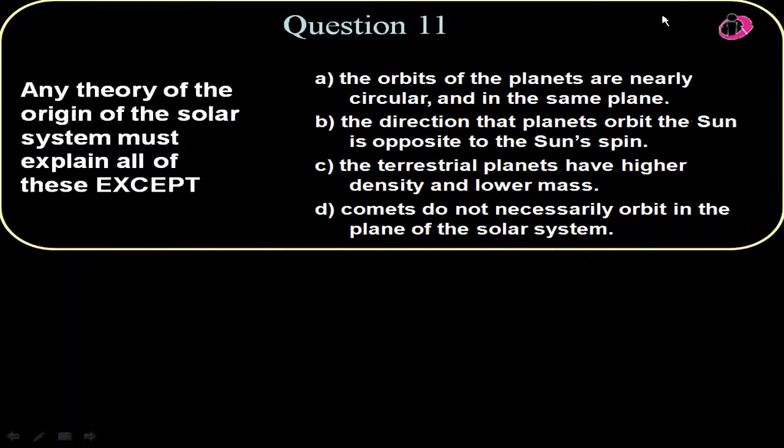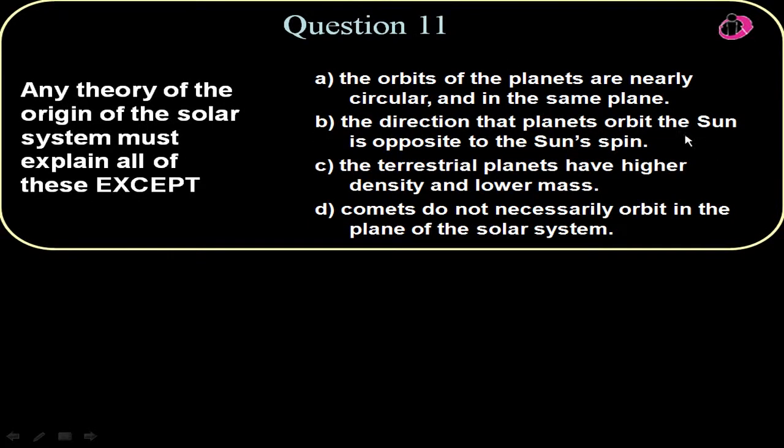Question 11. Any theory of the origin of the solar system must explain all of these except, well, there's a lot of circumstantial evidence in the solar system that helps develop a theory of its origin. Let's look at these. A, the orbits of the planets are nearly circular and in the same plane. That definitely should be part of that theory, that the ecliptic plane is rather flat and the planets are going around in circular type orbits around the Sun.